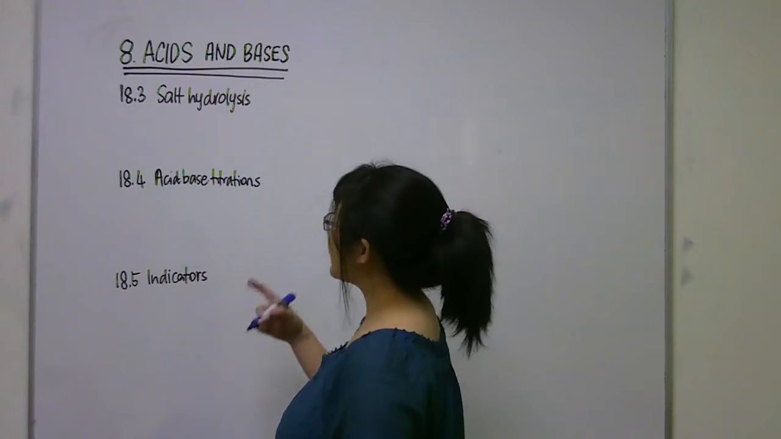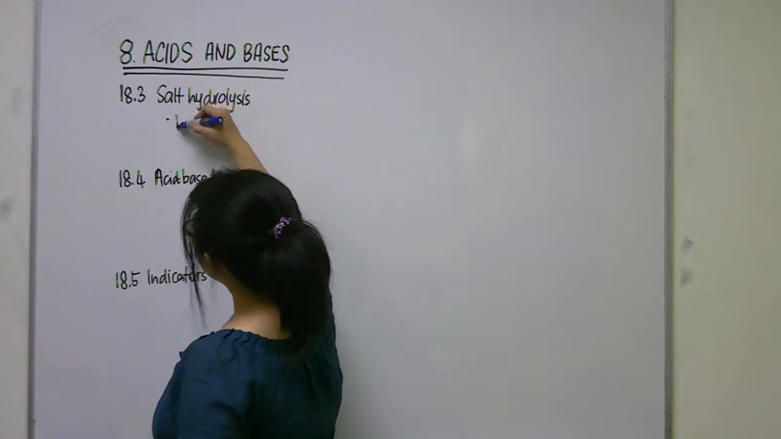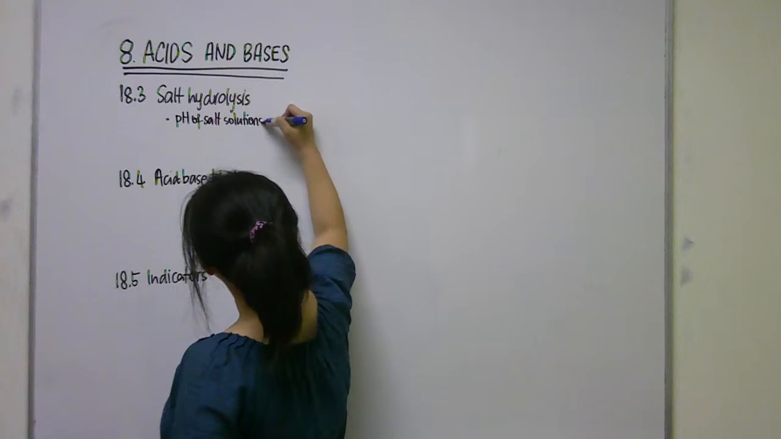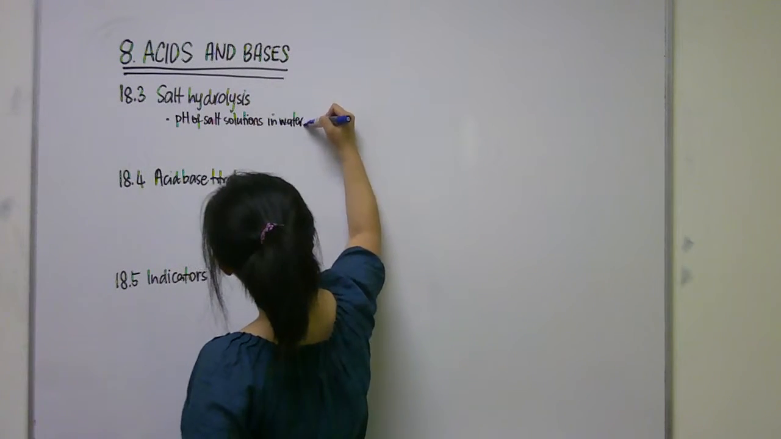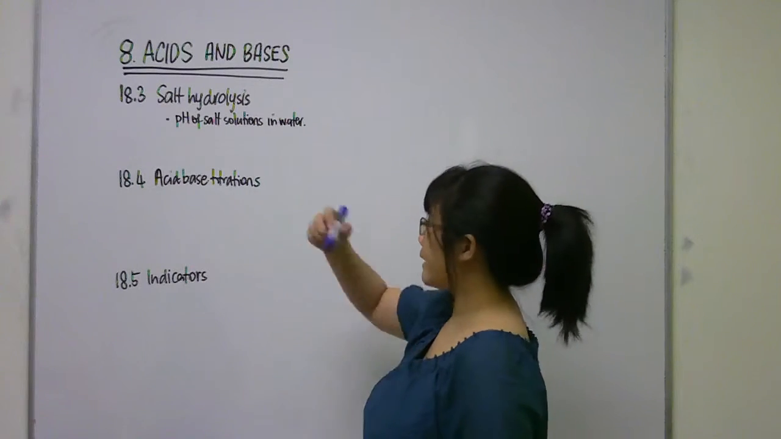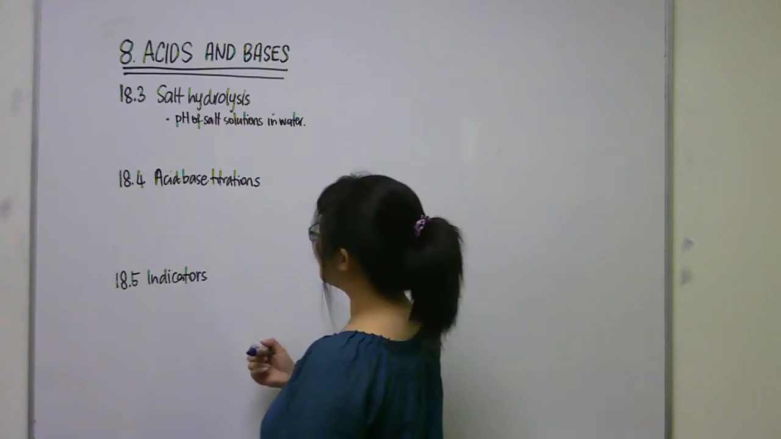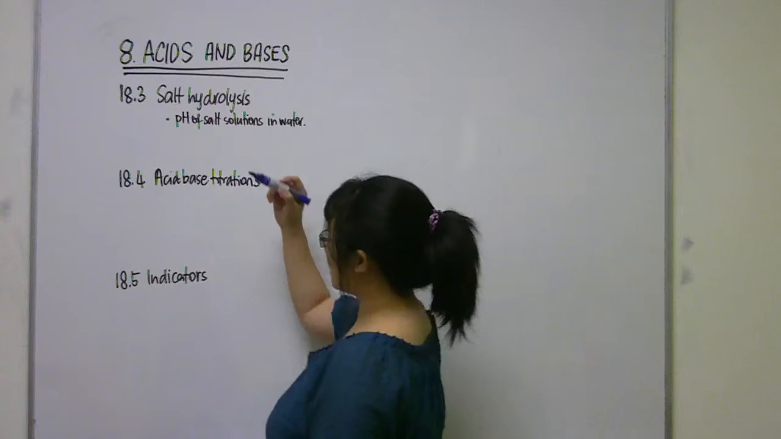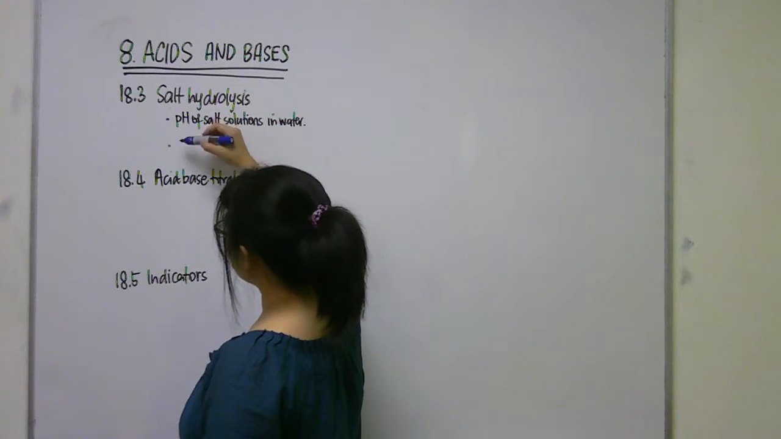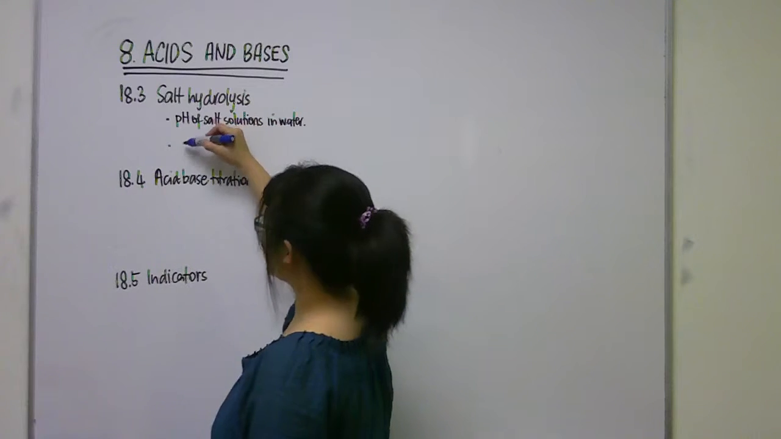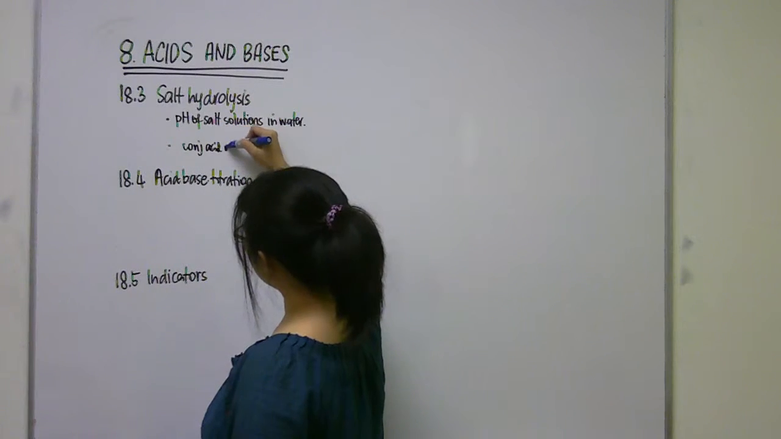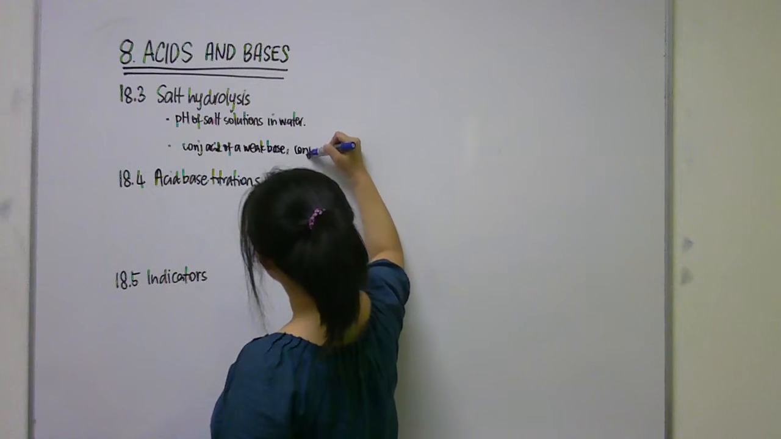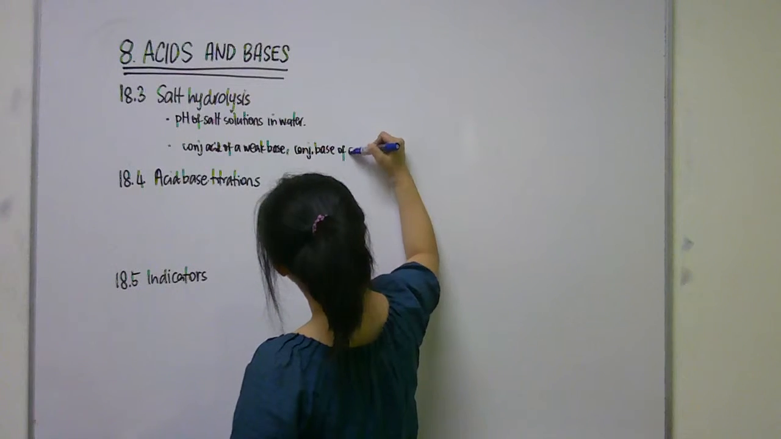In salt hydrolysis, you need to be able to determine the pH of salt solutions in water. Depending on how the salt is made, you can predict the pH of a salt solution in water. Usually the pH will not be neutral if it contains a conjugate acid of a weak base or a conjugate base of a weak acid.